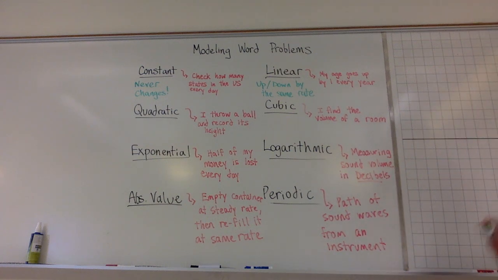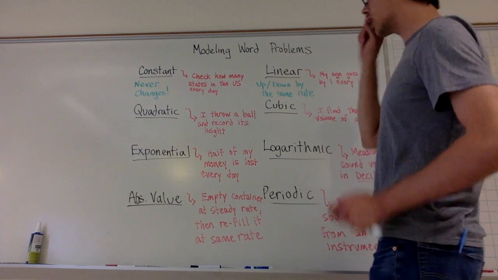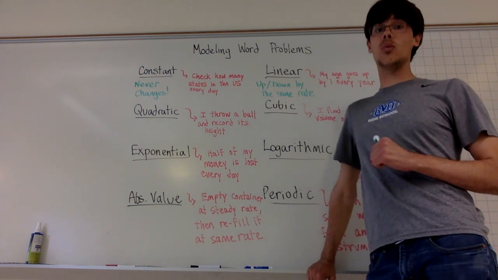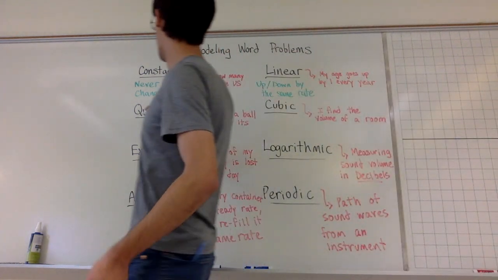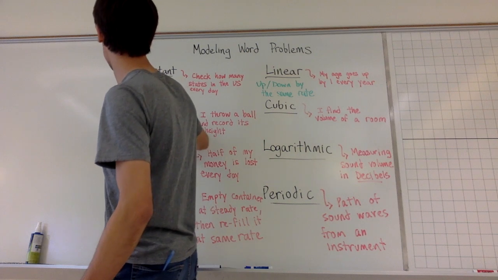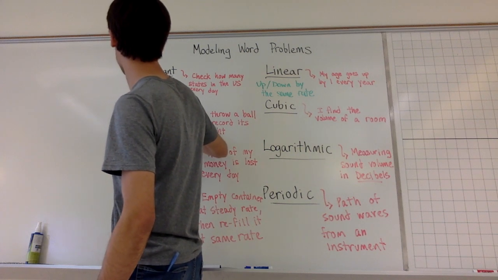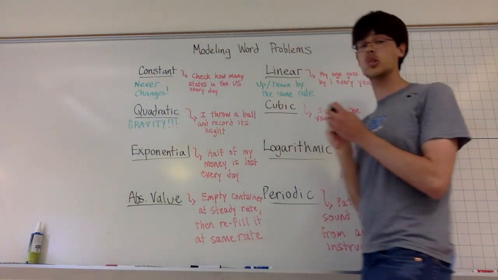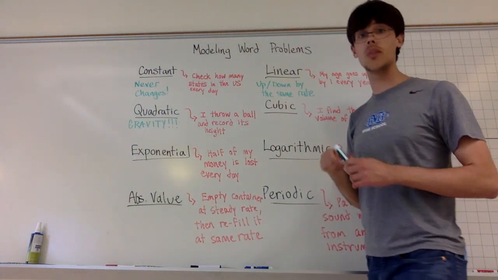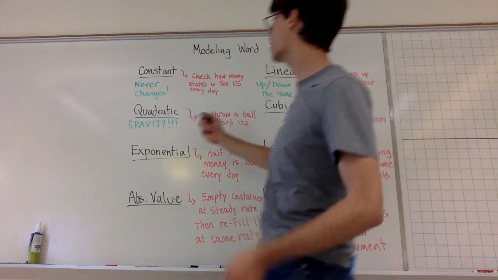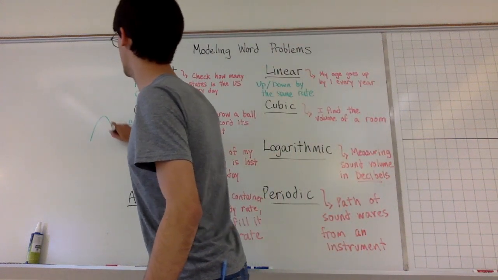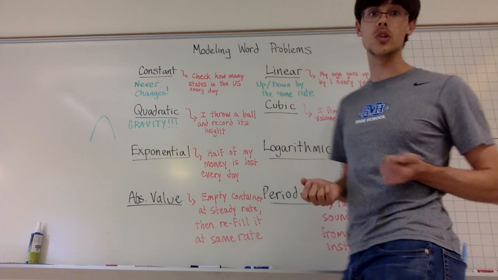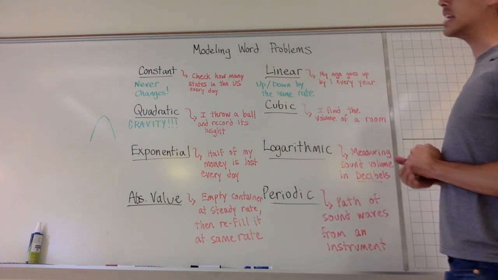My next kind of equation on the board here is quadratic. And quadratic can be a couple different things, but the biggest thing I want you guys to remember, the biggest giveaway that something is quadratic, is when it involves gravity. Any sort of problem with gravity is typically going to be quadratic. So if I throw a ball, or if I shoot a rocket, if you picture an object, it will go up in the air, and it'll come back down. And the force of gravity is quadratic in nature. So gravity is going to be the biggest thing.